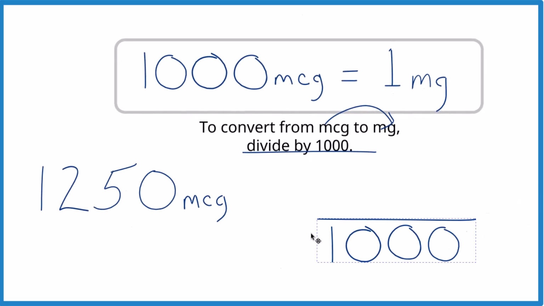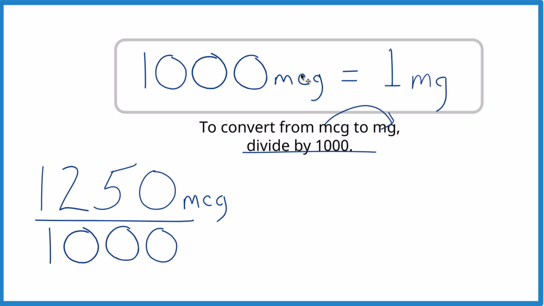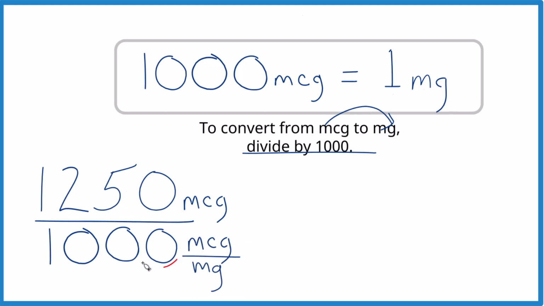So we take our 1,250 micrograms, we divide by 1,000. And remember, it's 1,000 micrograms per milligram. And we can just write that like this, micrograms per milligram. So we're going to do our division. We go 1, 2, 3 here. And let's do the same up here. 1, 2, 3. And we end up with 1,250 micrograms equals 1.25. We're going to leave this last zero off, milligrams.